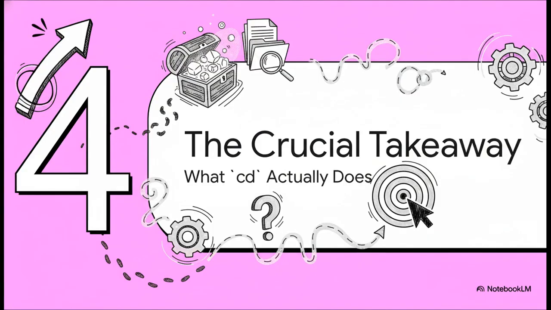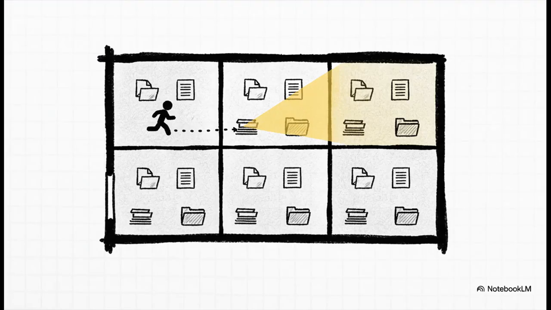So after all this moving around and uncovering secrets, what's the most important thing to walk away with? Let's nail down the crucial takeaway. And here it is. This is so important. When you type cd, you're not changing any files. You're not modifying the building at all. The only thing you are doing is changing your own point of view, your position inside that building. It's a totally passive action.